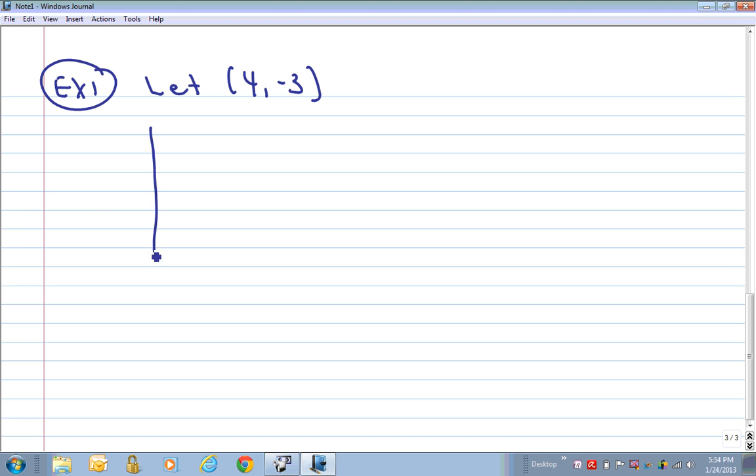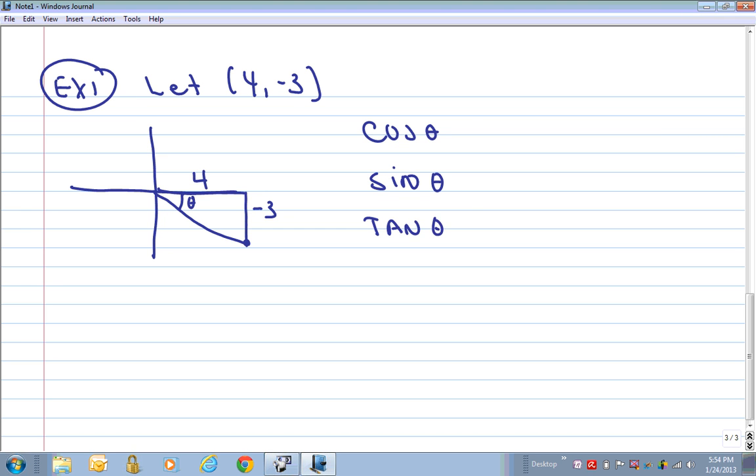Let's draw our axis and plot that point. We go a distance of 4, and then we go -3, and the point is right there. We're going to draw our right triangle and label this inside angle our reference angle. We talked about that today. We now know this is 4 and this is -3. What if I wanted to find the cosine of theta, the sine of theta, and the tan of theta?